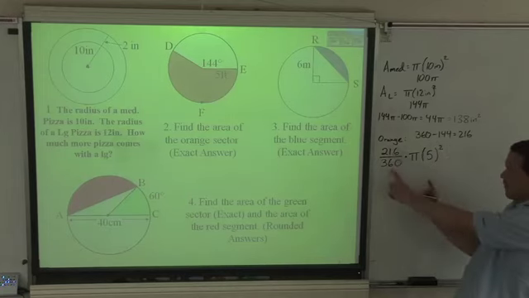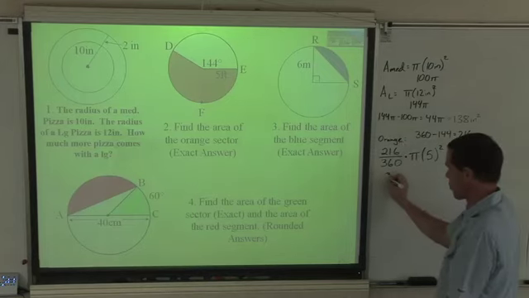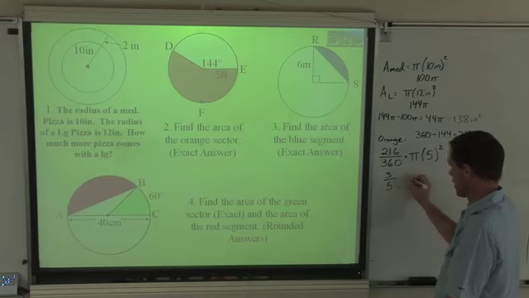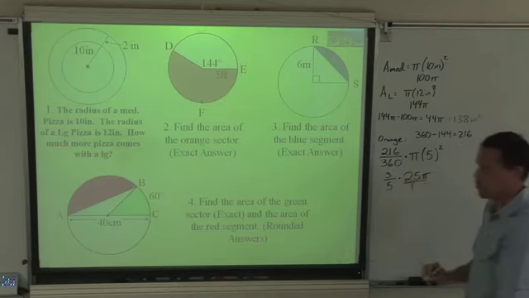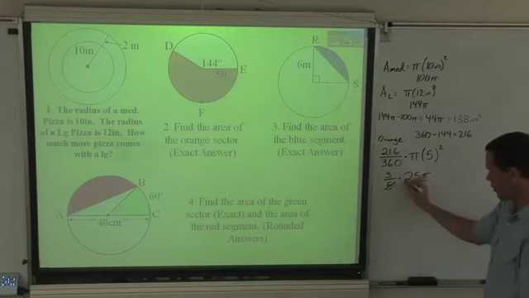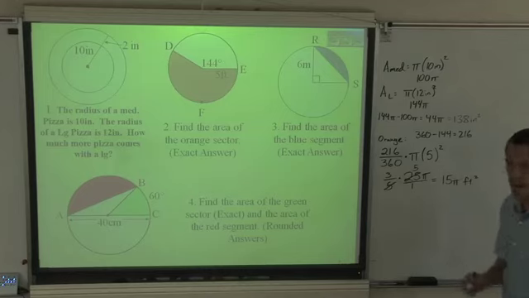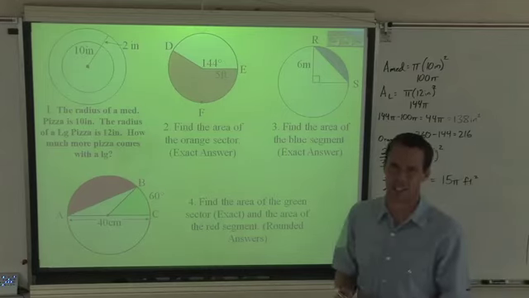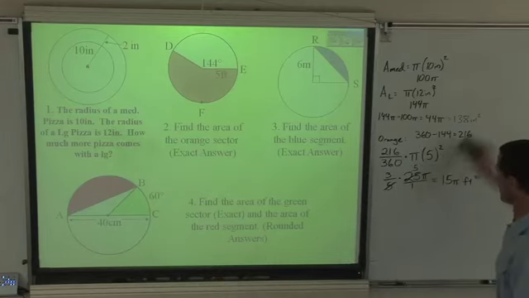If I reduce this fraction, 216 over 360, with the calculator, it comes out to 3/5 times 25 pi. Put the 25 over 1, so we can reduce the 5 with the 25. 3 times 5 equals 15 pi. And what's this? Feet squared. That right there is an exact answer because it's in terms of pi. Let's continue with these examples.